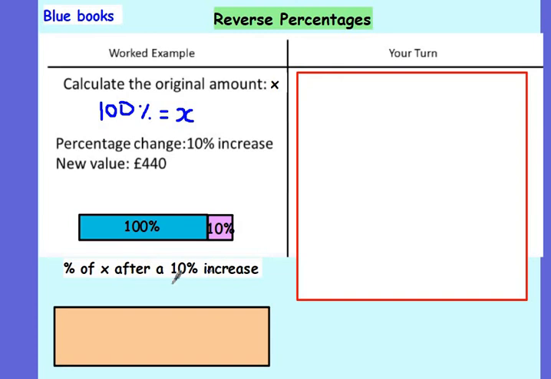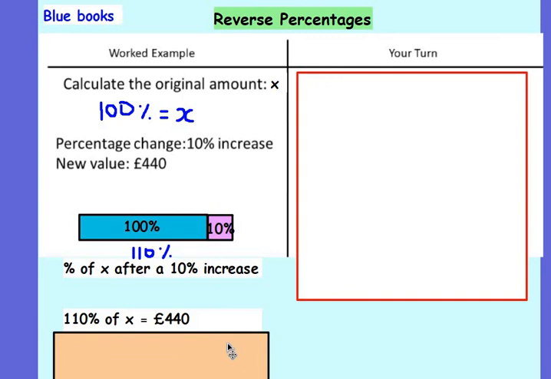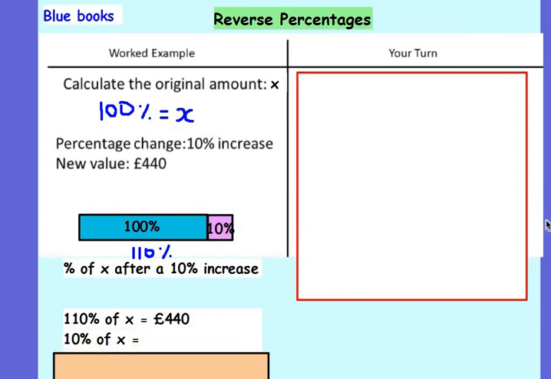Great, so after my 10% increase, you're right, Evie, I now have 110%. So I know that 110% of X is 440. I've had a 10% increase, I'm left with 440, so 110% of X is 440. I'm now going to work out what 10% of X might be.